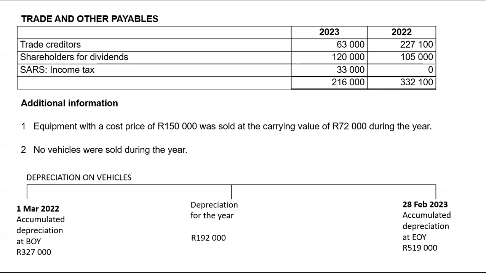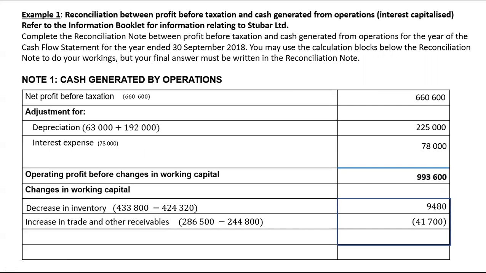So for the current year, my trade and other payables was 63,000, and for the previous year, it was 227,100, which is a decrease. Cash-wise, not that good. Because a decrease in trade and other payables indicates that we paid our creditors and that results in a cash outflow. All right. Now let's do calculations quickly.